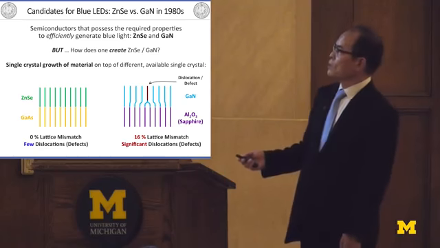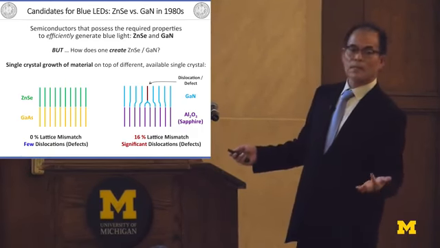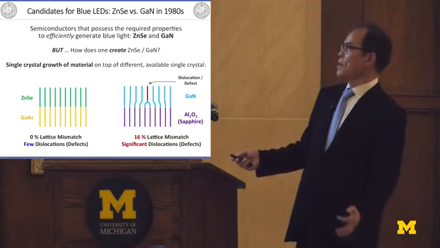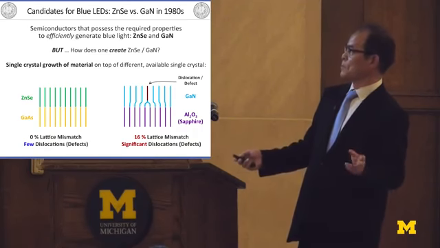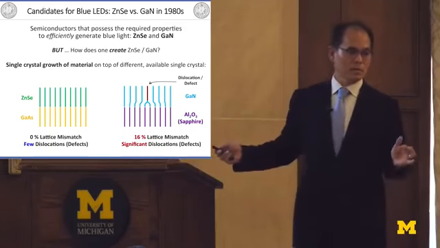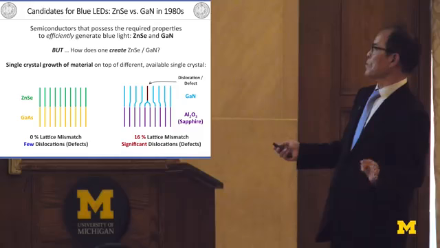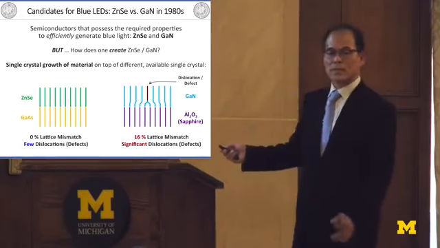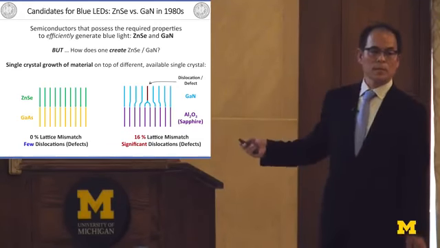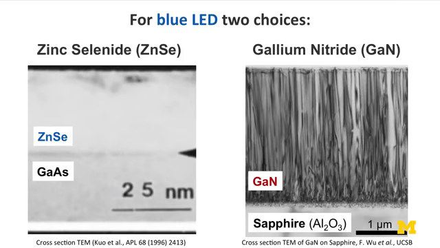In the case of zinc selenide, we can use gallium arsenide. In this case, there is almost no lattice mismatch, so we can make very good crystals, with almost no crystal defects. In the case of gallium nitride, the available substrate is sapphire. In this case, there is a huge lattice mismatch, so a lot of crystal defects, a huge number of crystal defects.